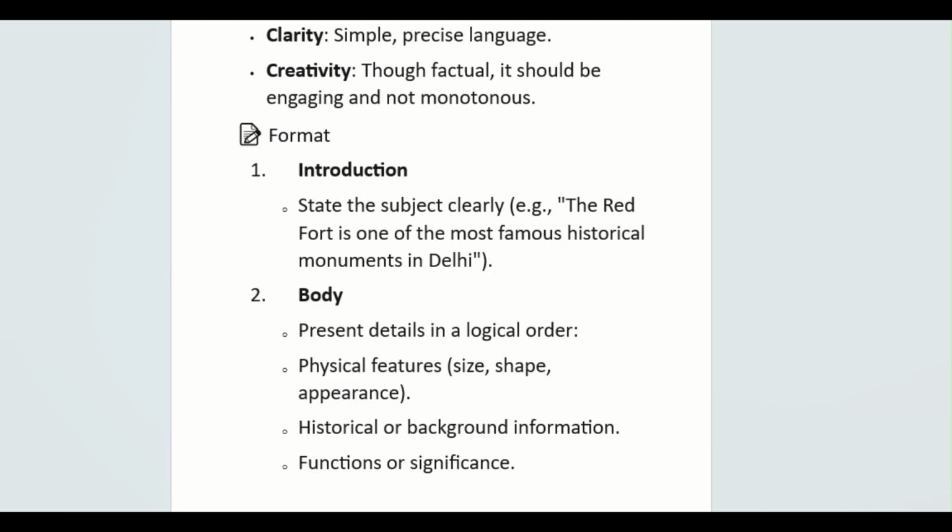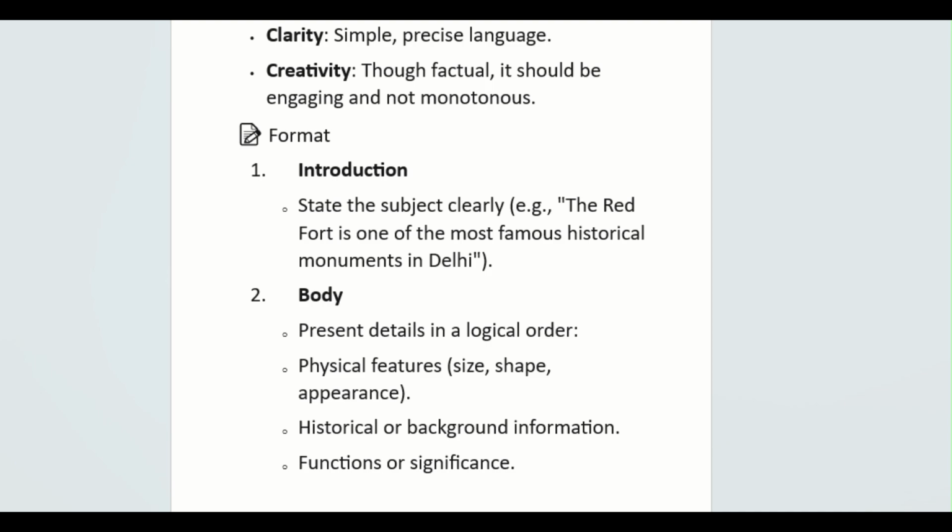Talking about the body, the body is the main part of the factual description. What does it present? The body presents the details in a logical order. So you must have details in a logical order in your body. You should contain physical features in the body of the paragraph. So it must contain the size, shape and the appearance of that object or the person, right?